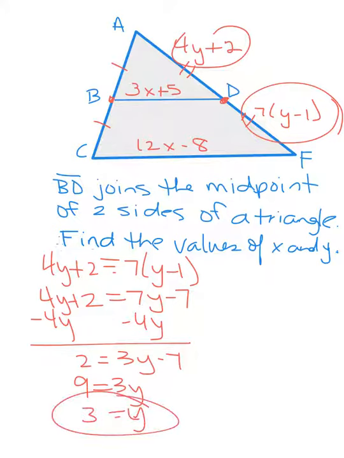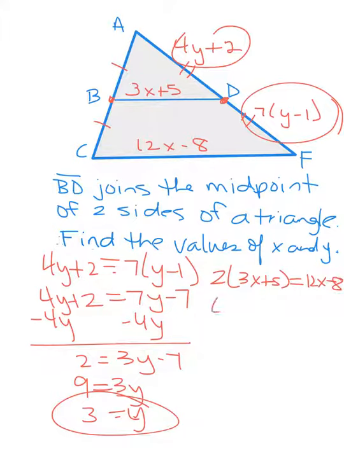Now I'm looking at x. I have BD is equal to 3x plus 5, and I have CF is equal to 12x minus 8. Now I know that BD is half of 12x minus 8, which is CF. So I can do it either way. I can either double BD, or I can divide CF in half. So I usually think it's easier just to multiply something by 2 versus dividing in half, but in the end, algebraically, it's the same. So 2 times the quantity of 3x plus 5 is going to equal 12x minus 8.